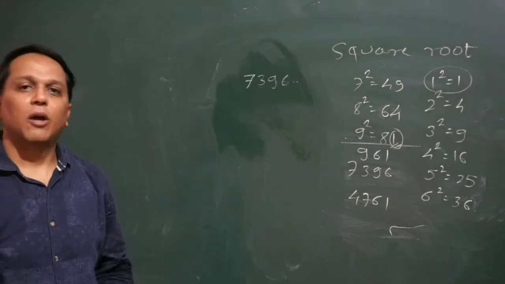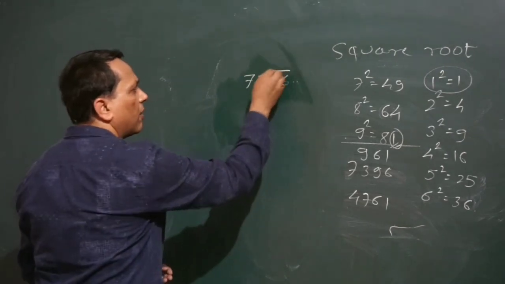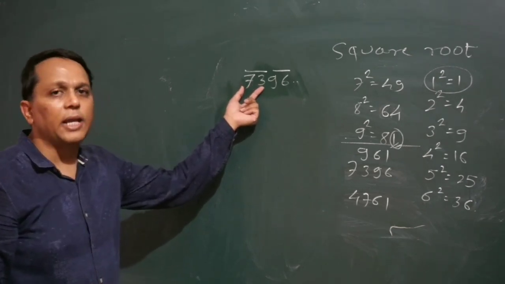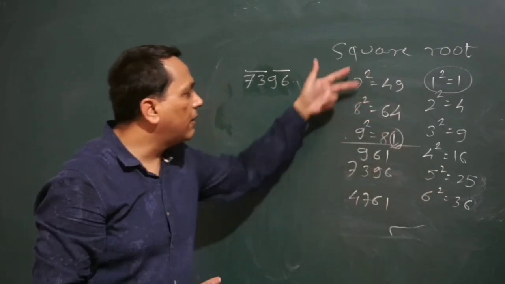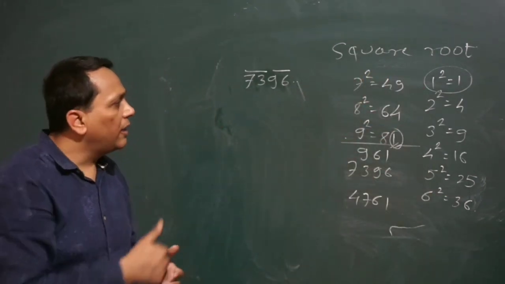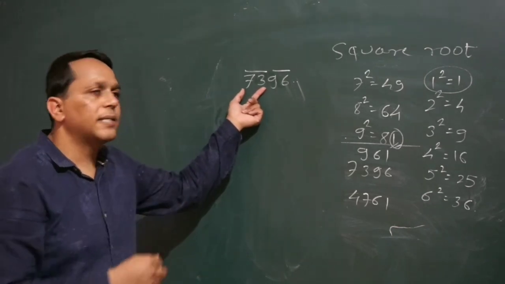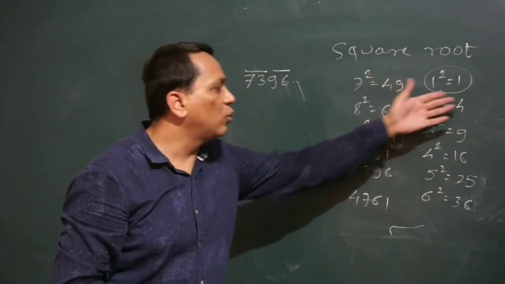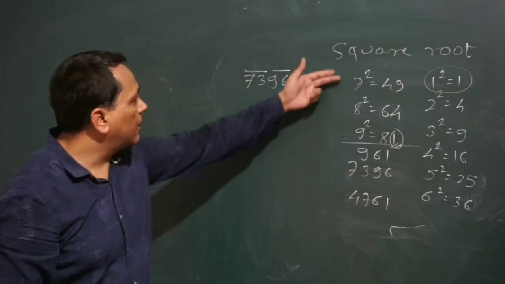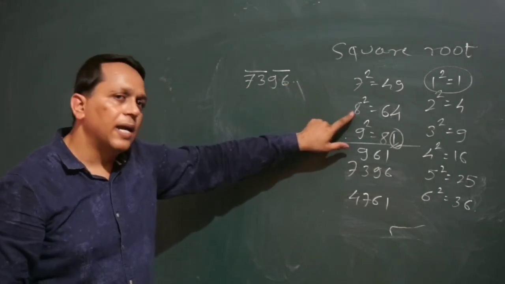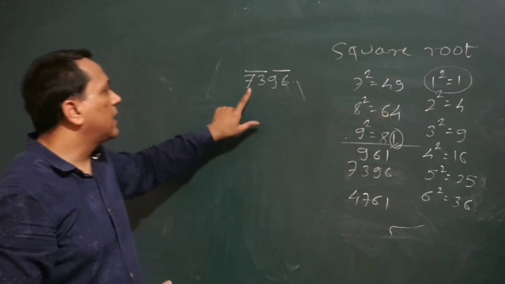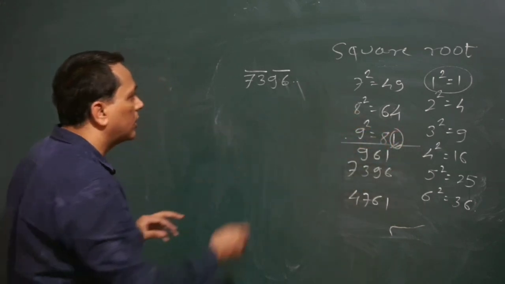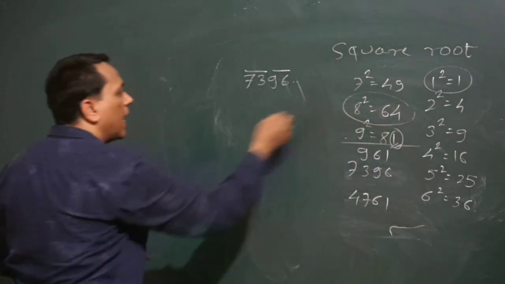Let's see another problem. First make groups of 2 starting from the left. Now what we do is, we find whether there is a number whose square is 73. But there is no number whose square is 73. Then is there any number whose square is less than 73? There are many numbers whose square is less than 73. 1 square is 1, which is less than 73, 2 square is 4, which is less than 73. But the last number whose square is less than 73 is 8. 8 square is 64, which is less than 73. When we move on to 9, 9 square is 81. So the tens place of our answer is going to be 8.